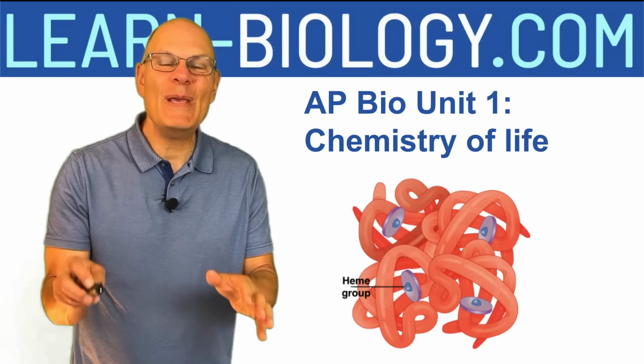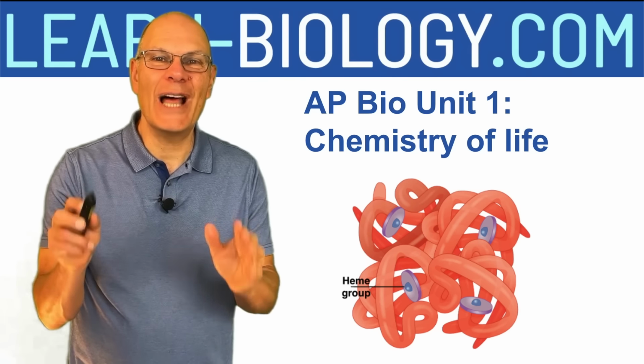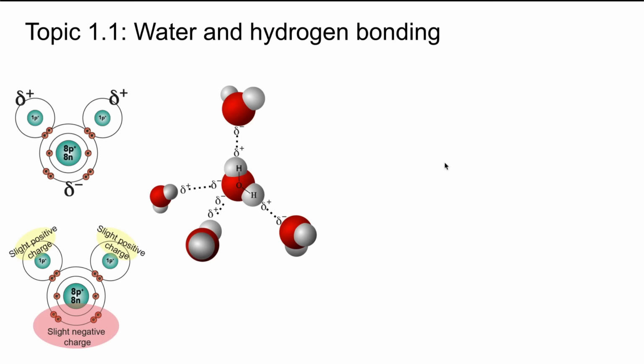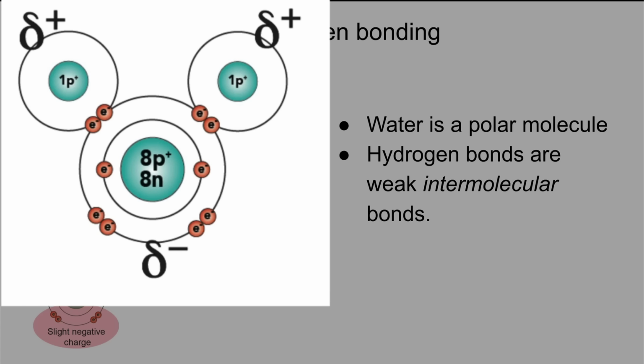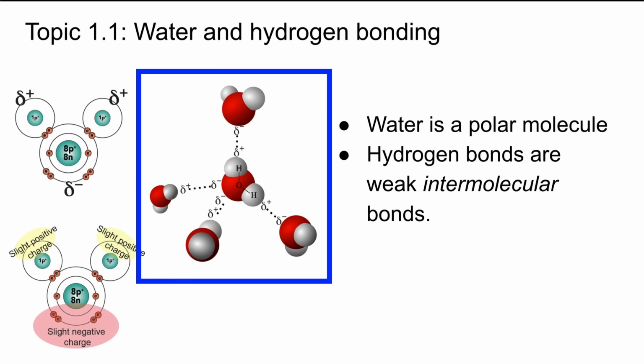Let's do this. AP Bio Unit 1, Chemistry of Life. Topic 1.1, Water and Hydrogen Bonding. Water is a polar molecule. It forms hydrogen bonds, which are weak intermolecular bonds.